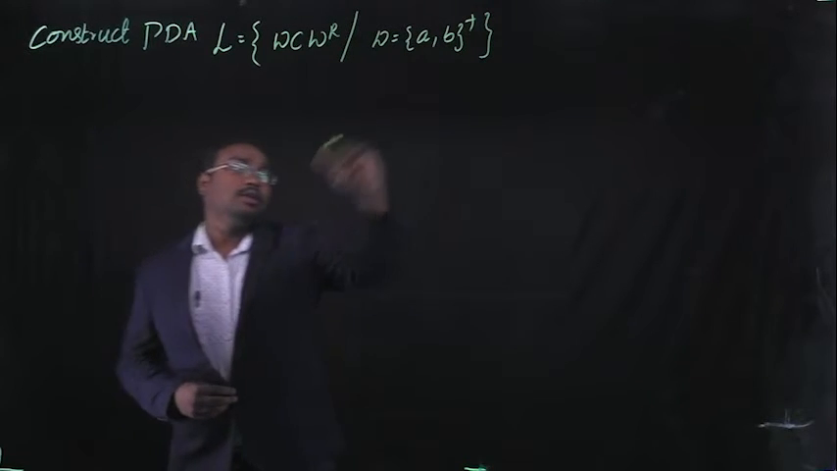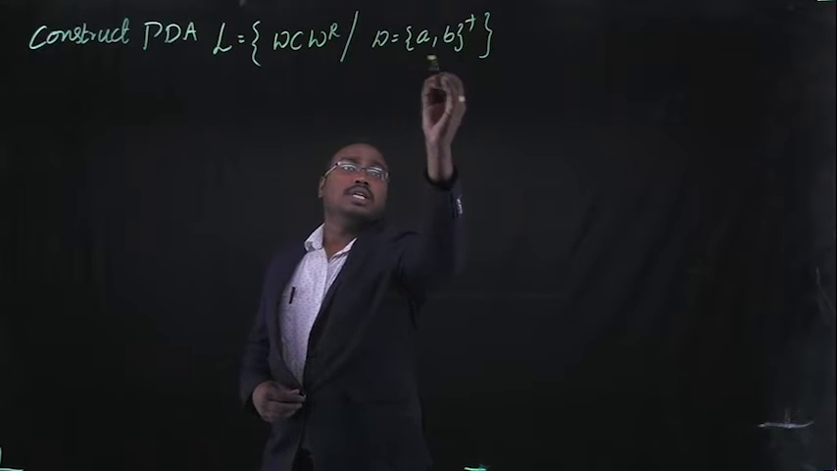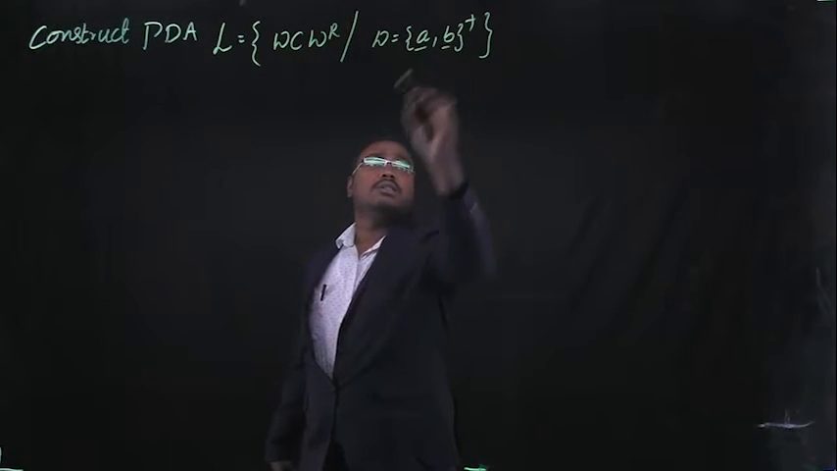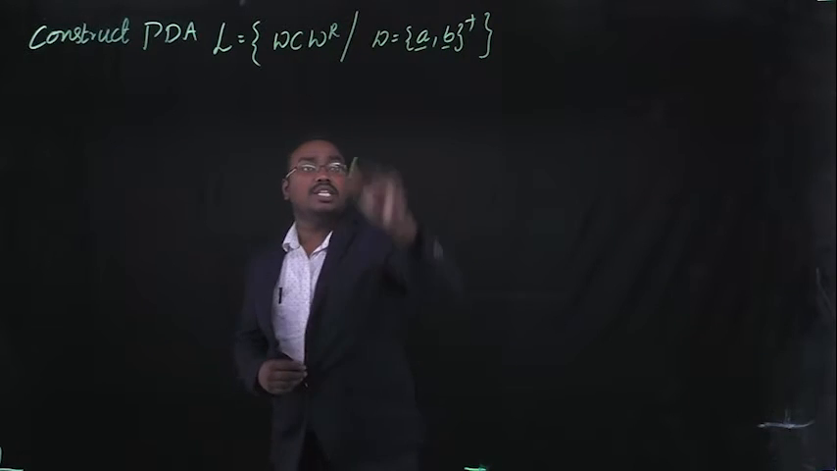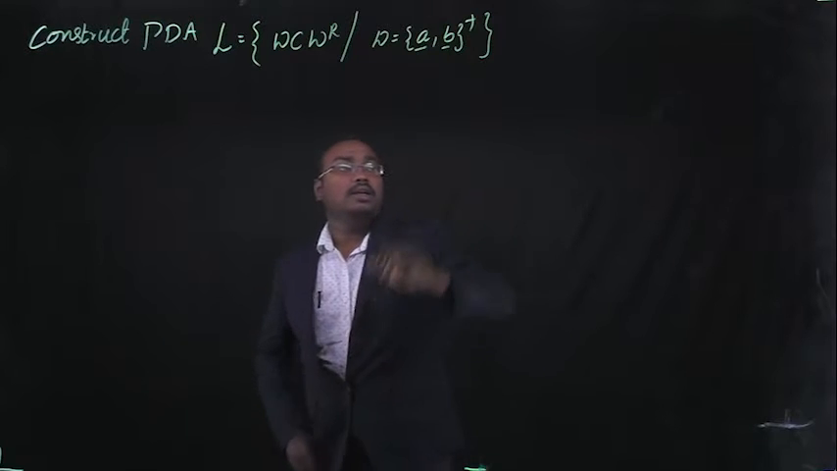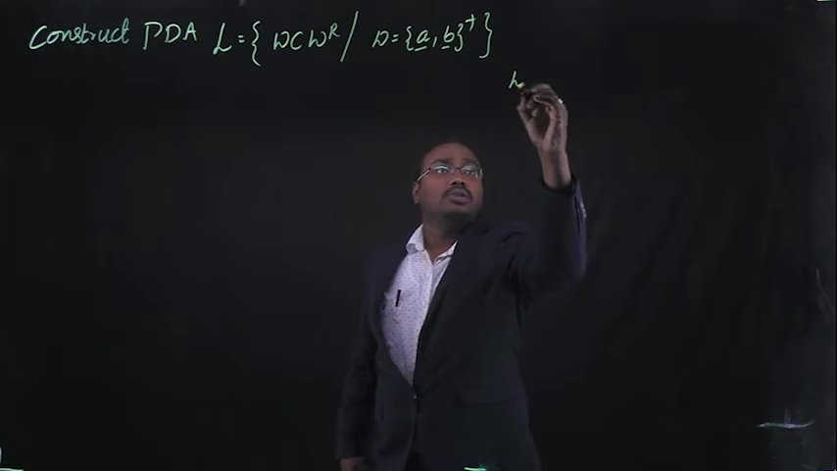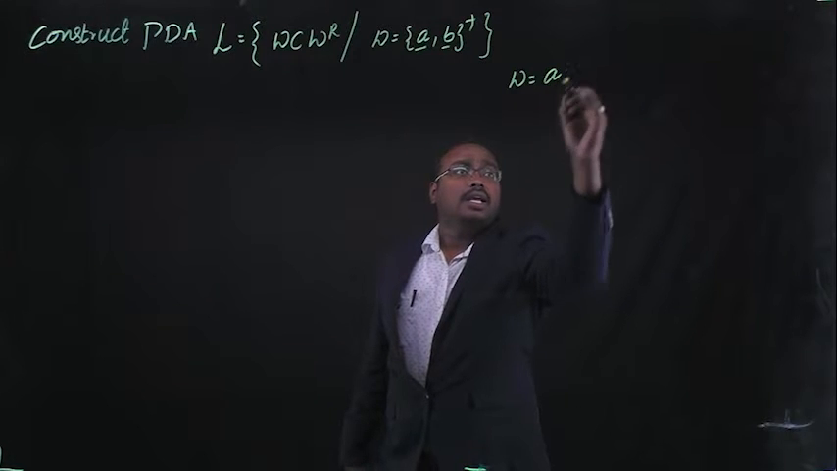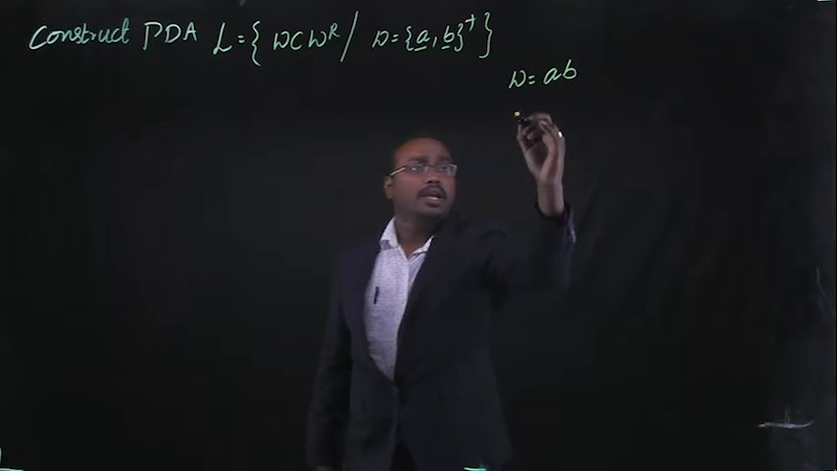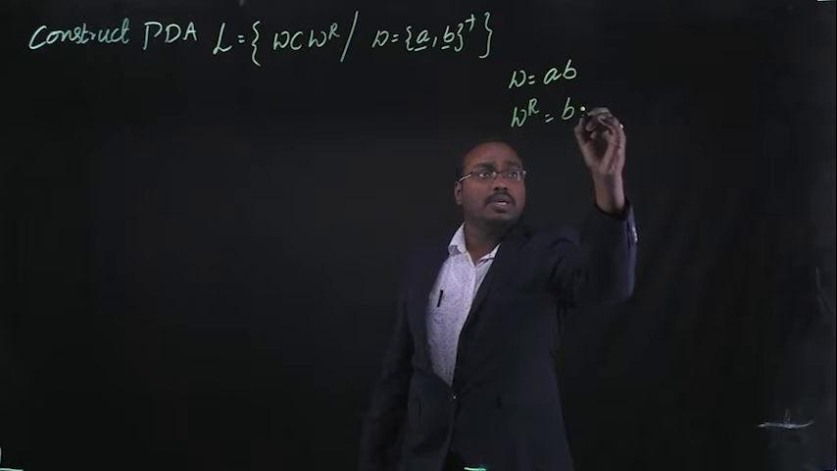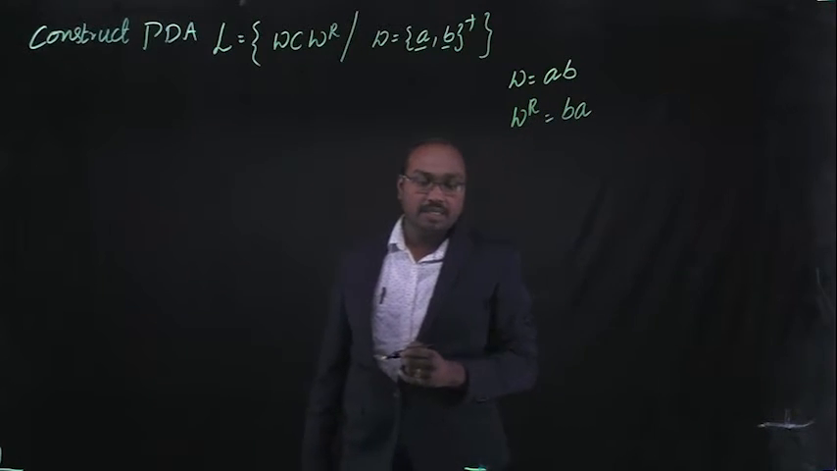So here in the given string we are taking the input symbols like A, B, minimum single A or single B. So in the given string at least one A or one B is present. For example, if W is A B, and reverse of the given string, that means B A.